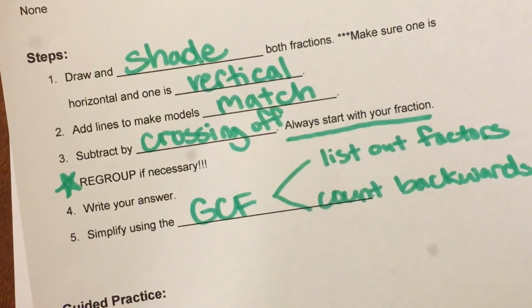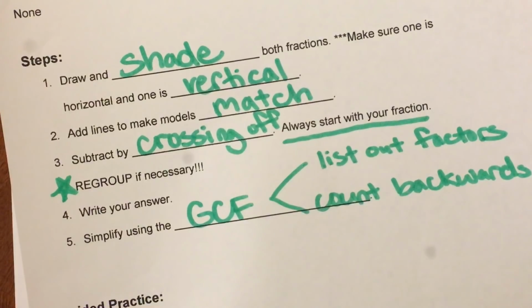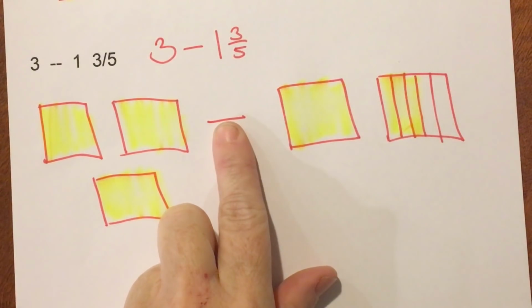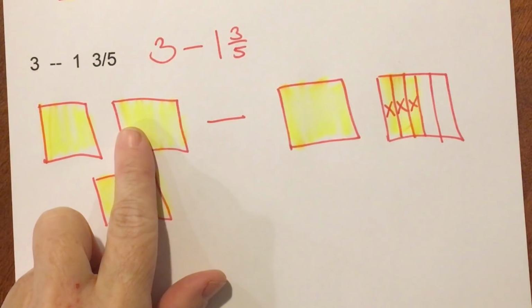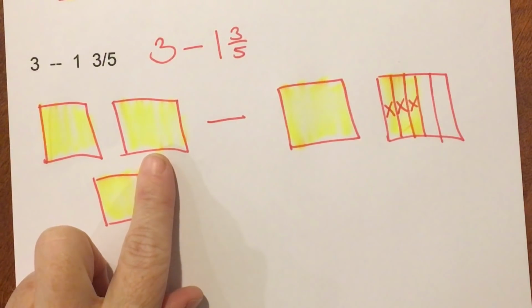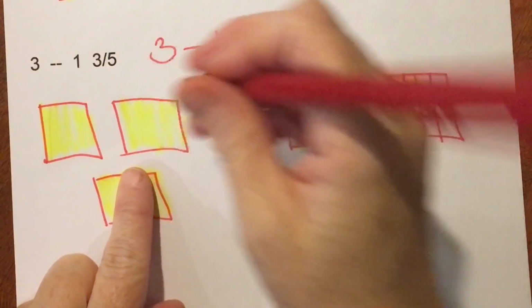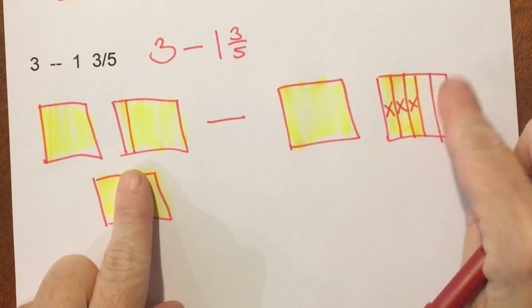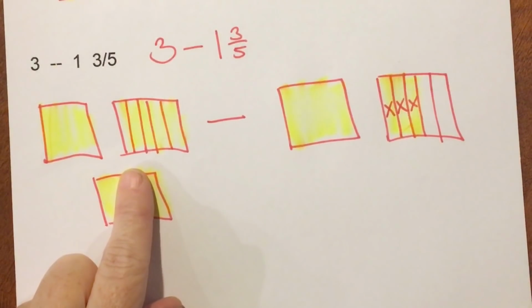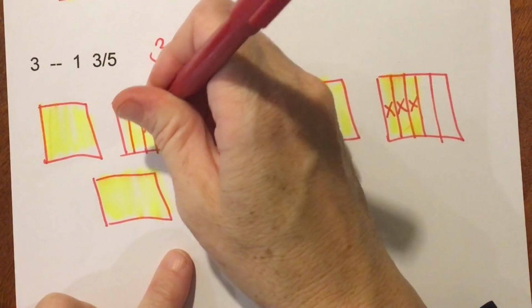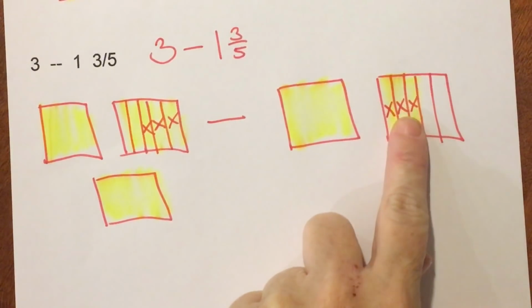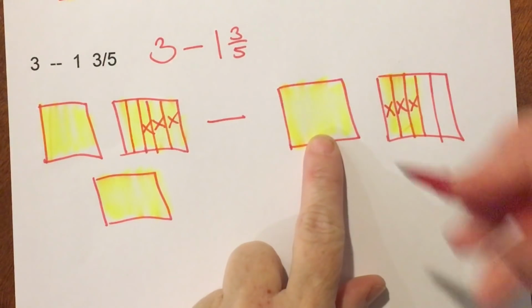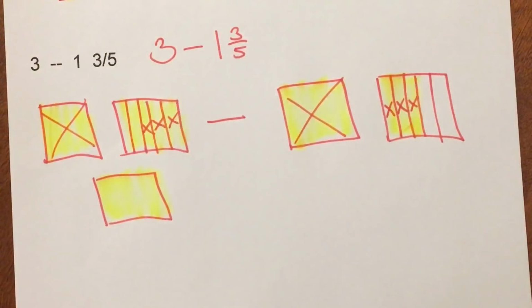I'm going to subtract by crossing off, always start with my fraction and regroup if necessary. So they want me to take away 1, 2, 3 pieces. So I come over here and there's no pieces to take away, which means I need to regroup. I need to cut up one of them so I can take away the 3 pieces they wanted me to. So now it says take away 3 pieces, so I took them away. Take away 1 whole. So let's take away the 1 whole. And that is what step 3 would look like.